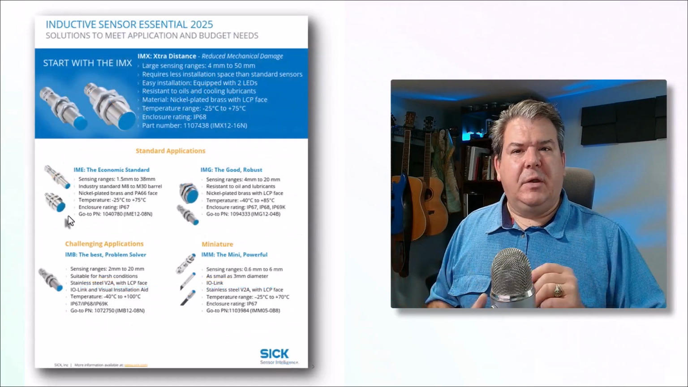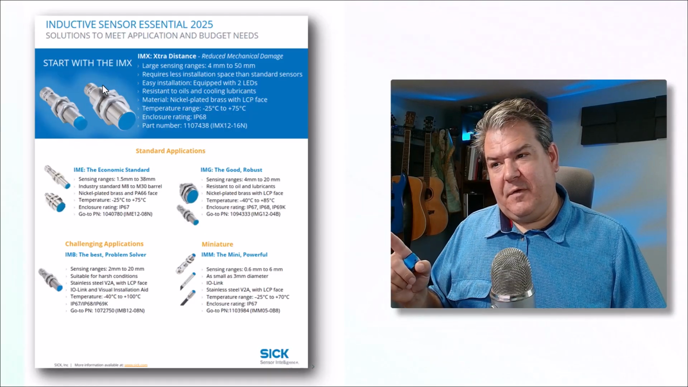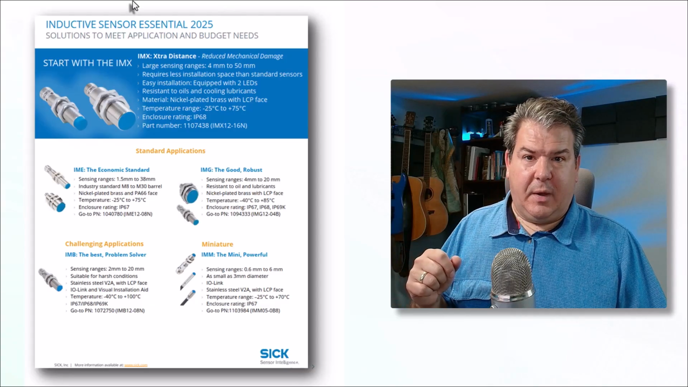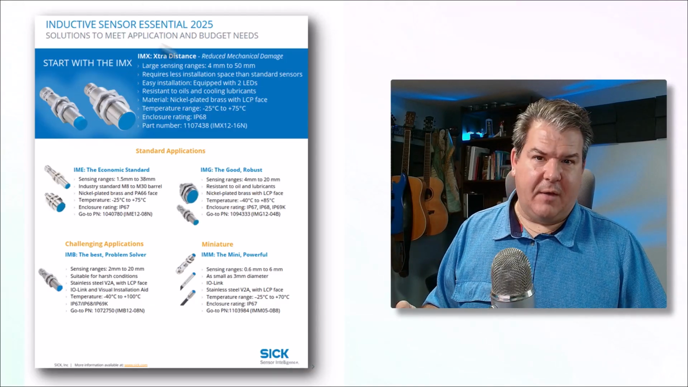And if the object you need to detect is metal and you can get within about 50 millimeters, then I think an inductive sensor is really the way to go, particularly in harsher applications where optical sensors may have some challenges.